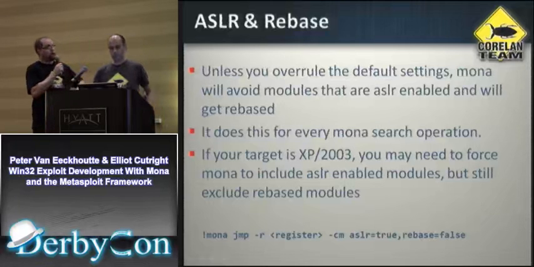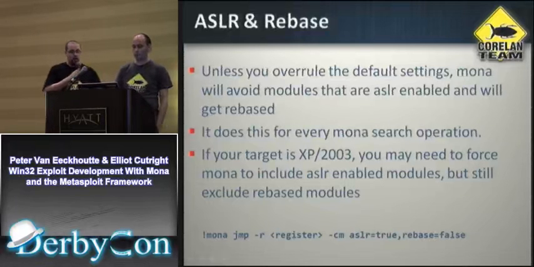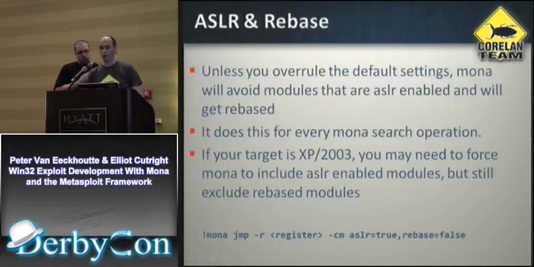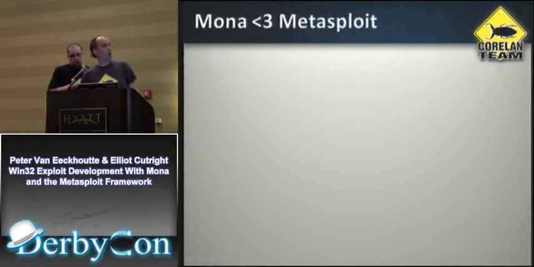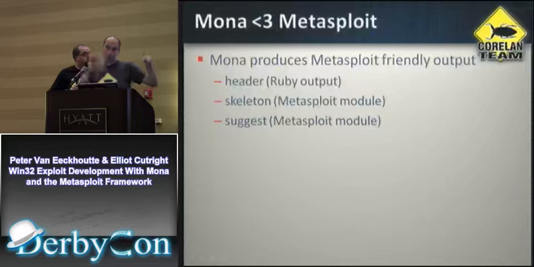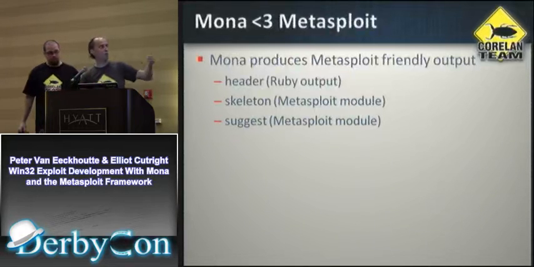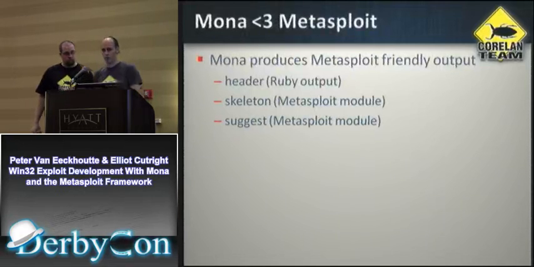Mona supports egg hunters, ASLR and rebase. All these slides will be online. So, quick summary. This is the stuff that Mona does to help you out with building exploits for Metasploit. So Ruby output, we try to create Metasploit modules for you, so you could just copy and paste them into your Metasploit installation, and you can start writing them.